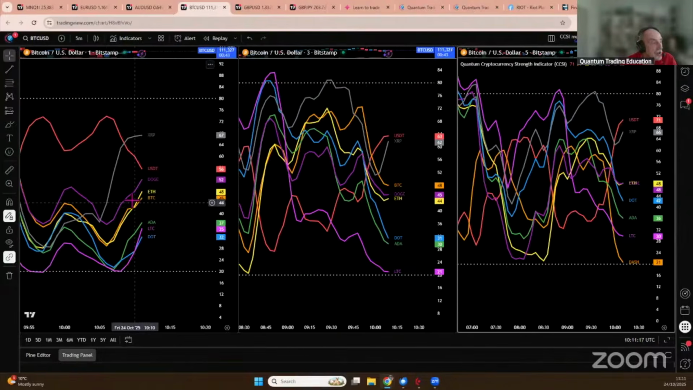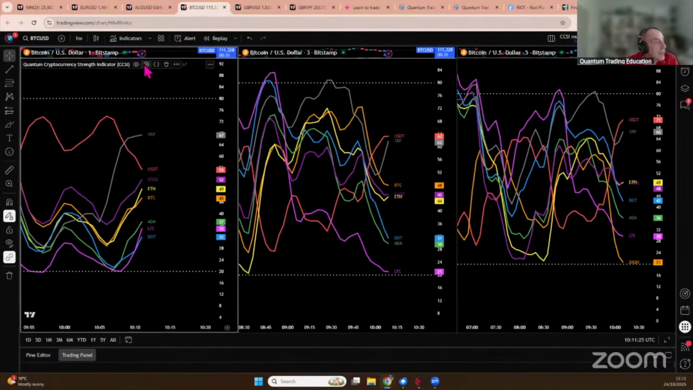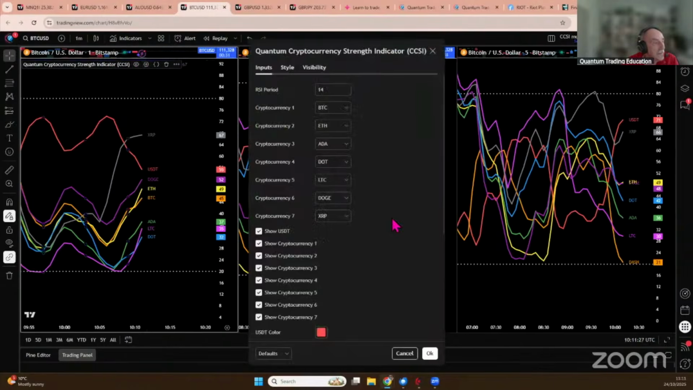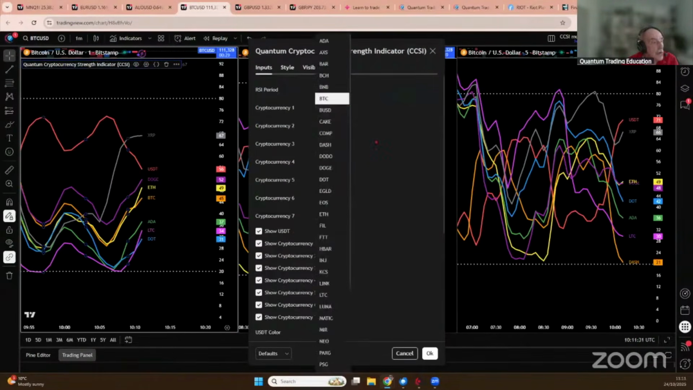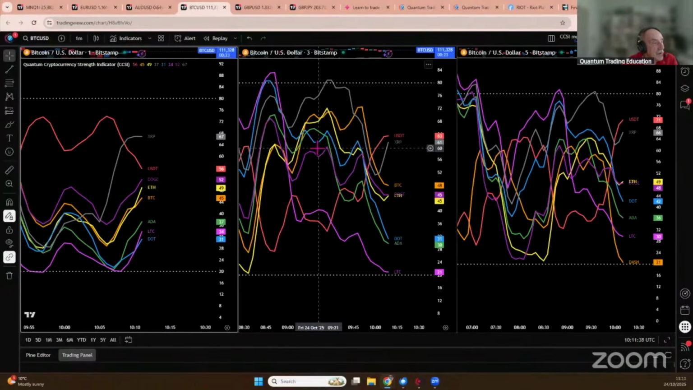The only thing that changes, you can see here, they all move on. Yeah, and you can also drop in others, as Anna's just reminded me. If you go into settings here, you can change whatever is on your TradingView platform. You can select any one of these and just drop them in and create your own cryptocurrency strength indicator, which, as I say, is used in exactly the same way.